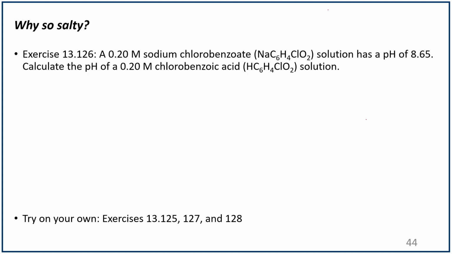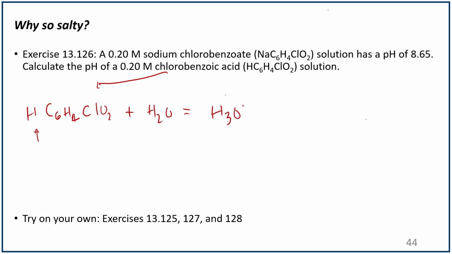But in particular, what I'm talking about is when benzoic acid or chlorobenzoic acid dissociates in solution, or gives up an acid in solution, the formula should be C6H4ClO2H. And that acidic proton is given up, let's say, to water, and that's going to form H3O plus, plus C6H4ClO2 minus.